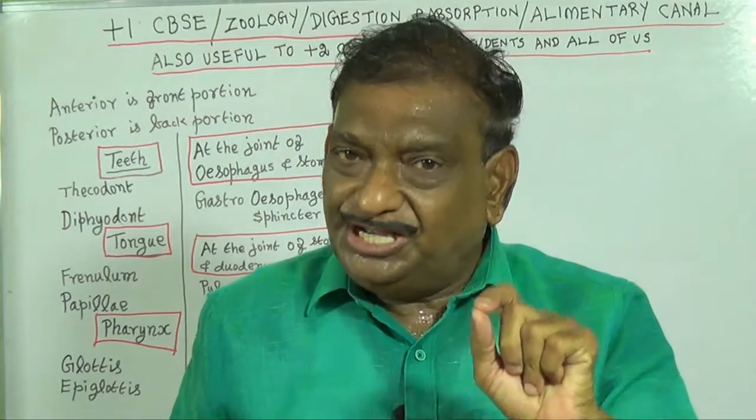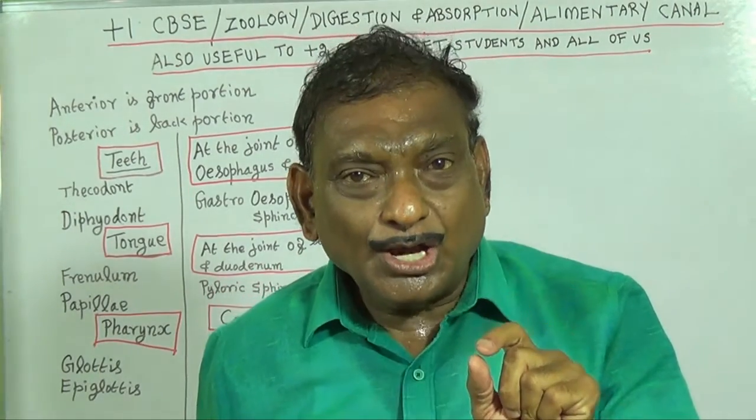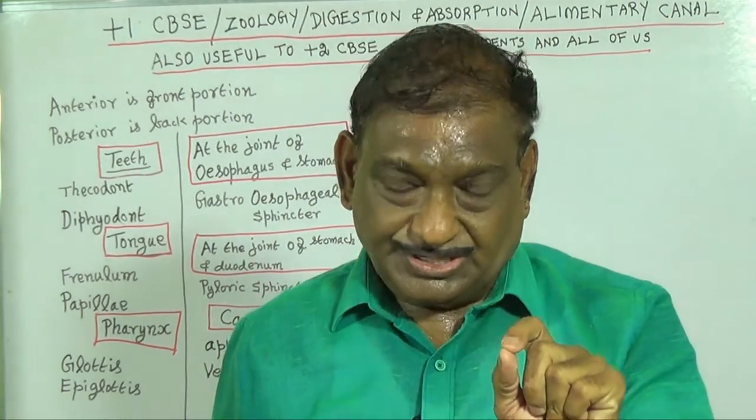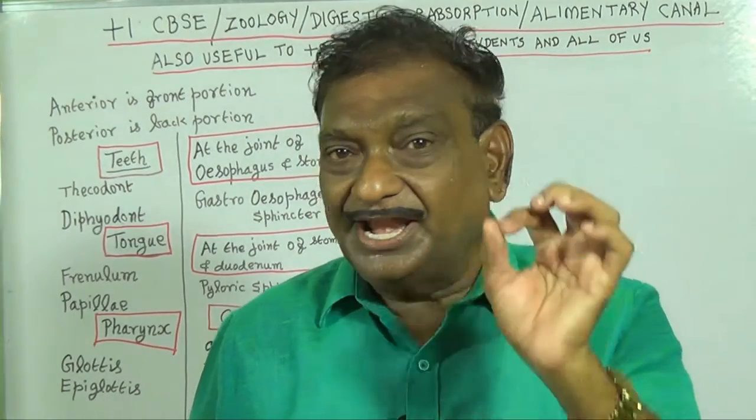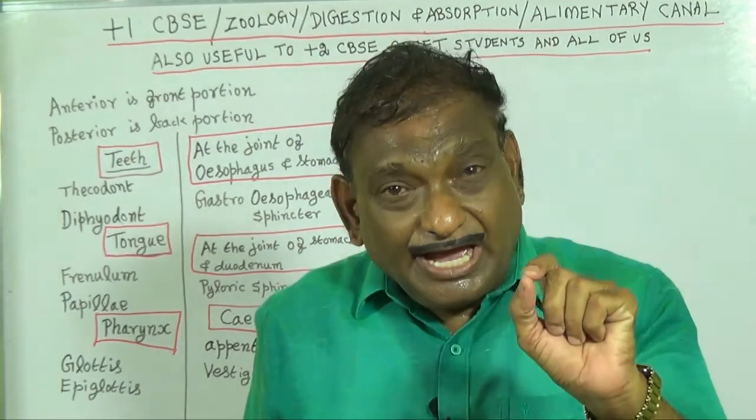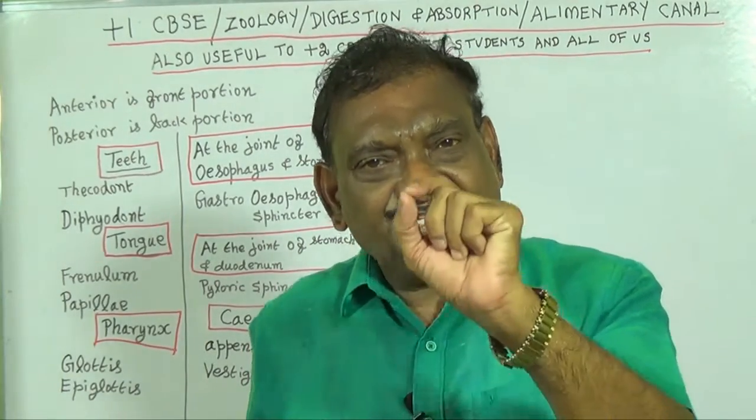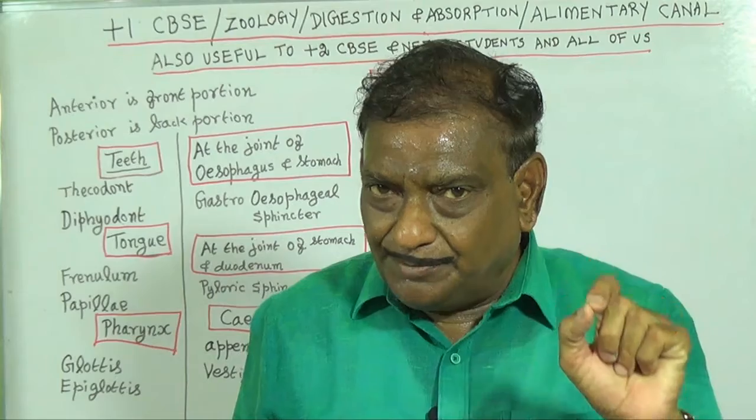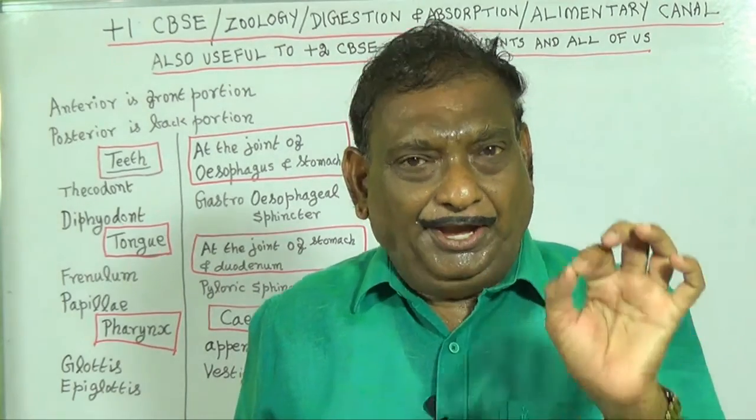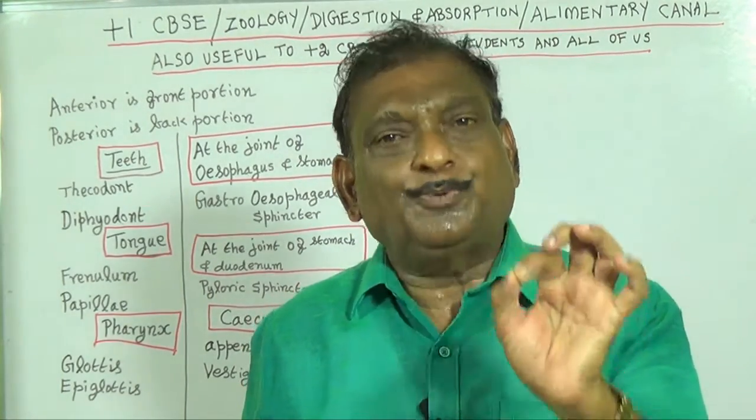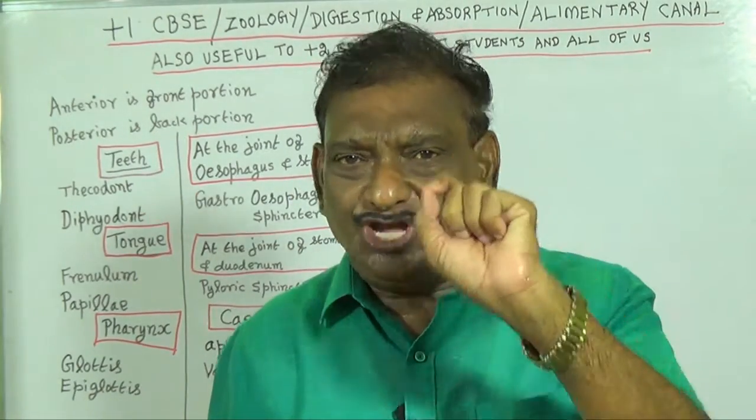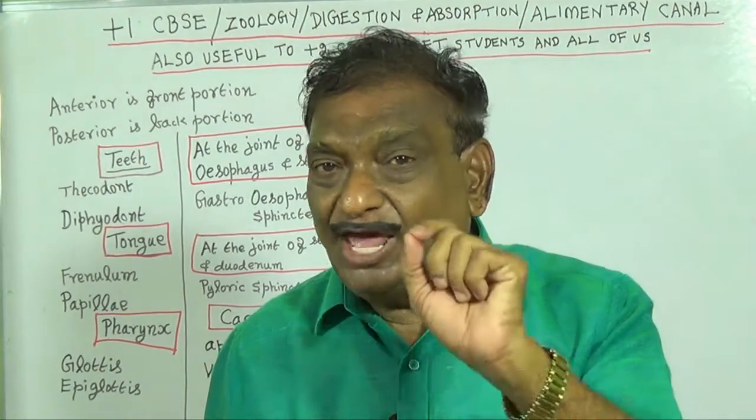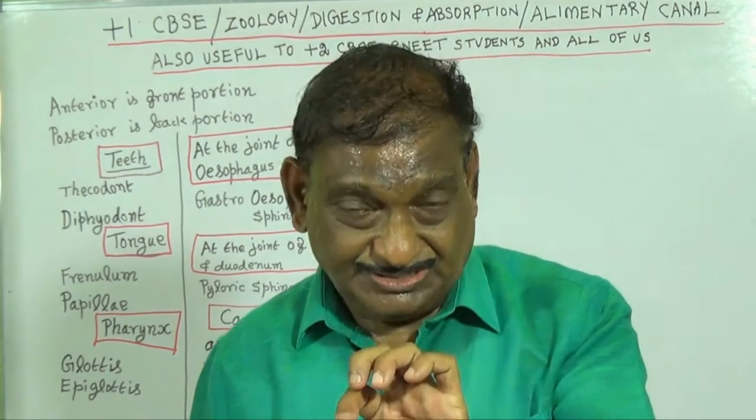In the large intestine, there are 3 parts. They are cecum, colon and rectum. Cecum is a small blind sac. In this cecum, there is a narrow finger-like projection. That narrow finger-like projection is called as vermiform appendix.